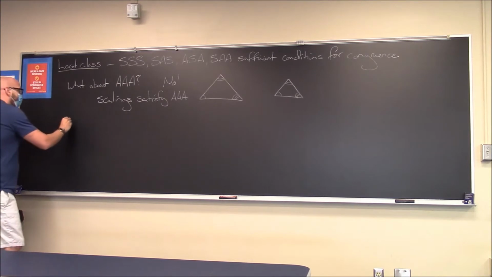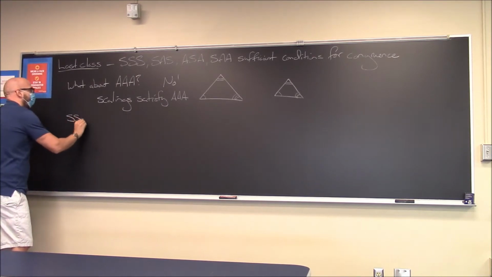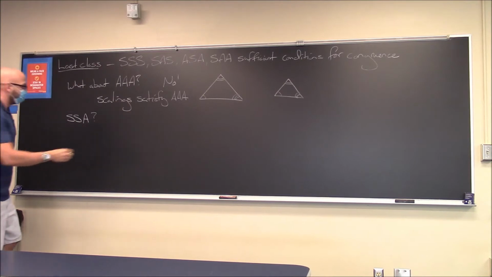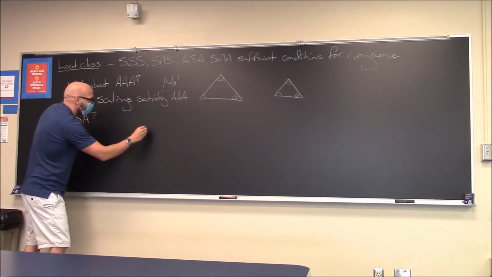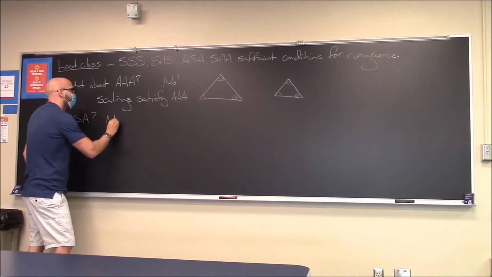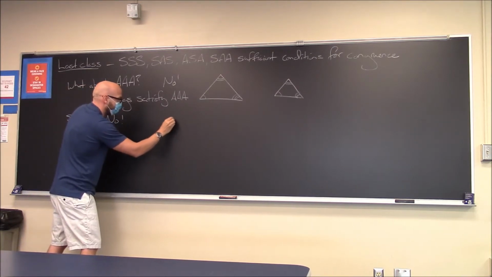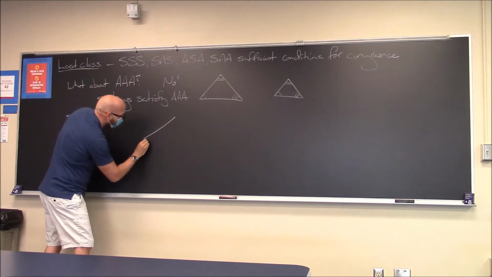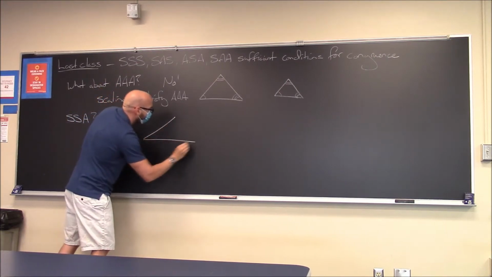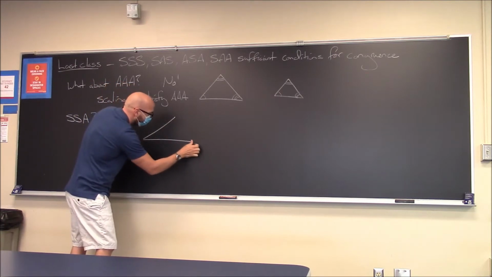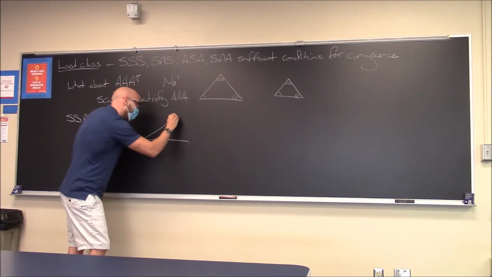And what about SSA? I think it's the sixth permutation that we haven't discussed. And the answer here is also no. It's a little bit harder to come up with an example, but I'll show you. So again, no. And here's the typical picture that's given. This is a little bit long here. Go with a triangle like this.